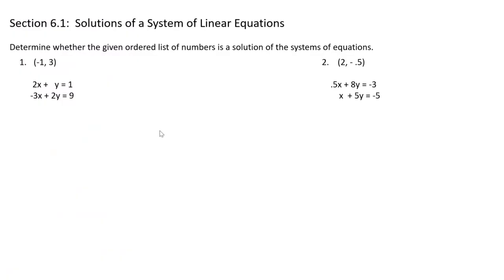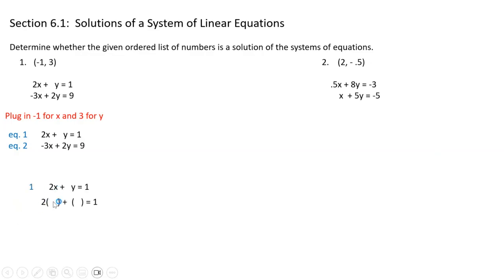It says determine whether the given ordered list of numbers is a solution of the system of equations. So number 1 is the point (-1, 3). Is it a solution for equation 1 and equation 2? I'm going to plug in -1 for x and 3 for y. It's going to give us -2 plus 3 on the left side. So 1 equals 1.